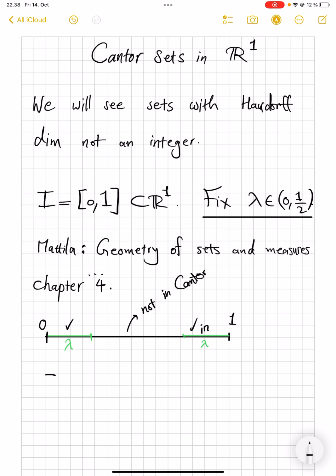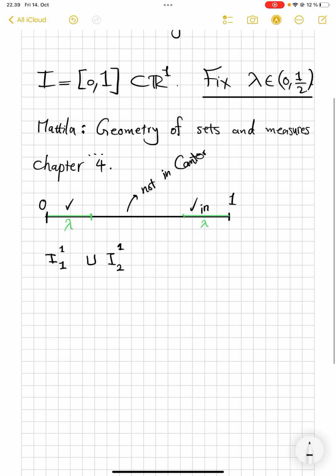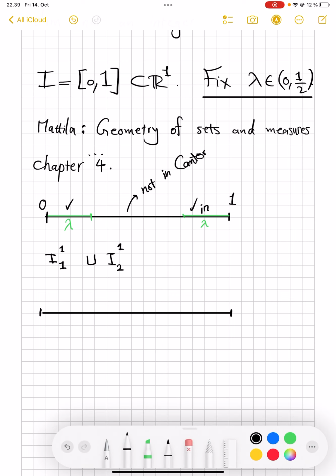So far we have only, say, I1 union I2, but you can also say these are the two subintervals at level 1 of the construction. But this is not, of course, our Cantor set, because this is just a union of two intervals. What will happen is we will continue analogously. So from each of these green intervals, we will remove a middle interval with the same ratio of lambda.